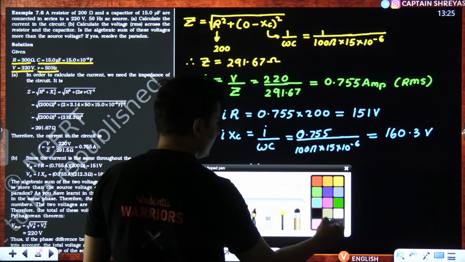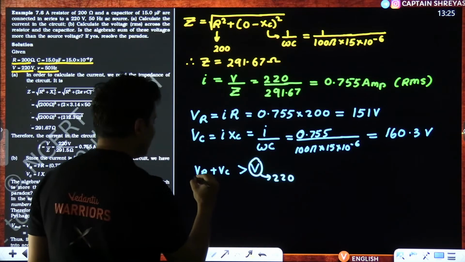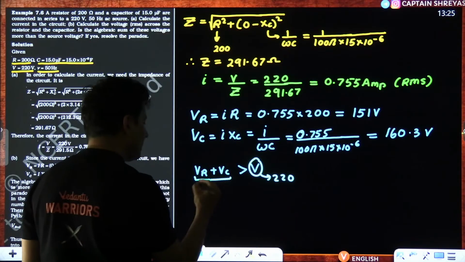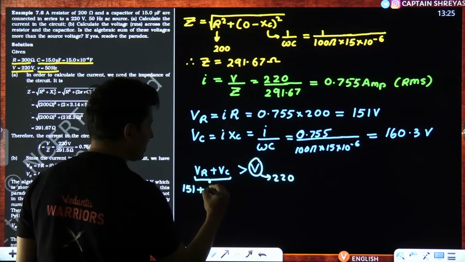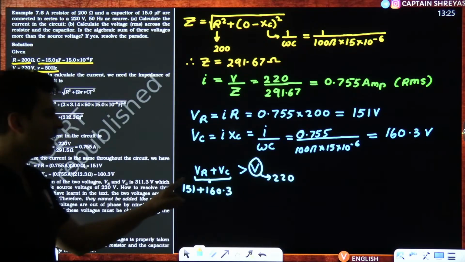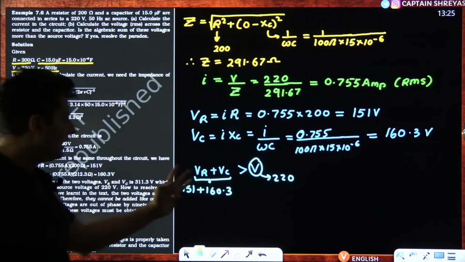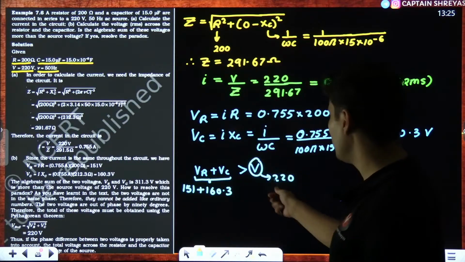This was given to me as 220. These both are definitely more than 220, because this is 151 plus 160.3. 100% it is more than that. So is there something wrong, that the resistance and capacitance voltages do not add to the total voltage?